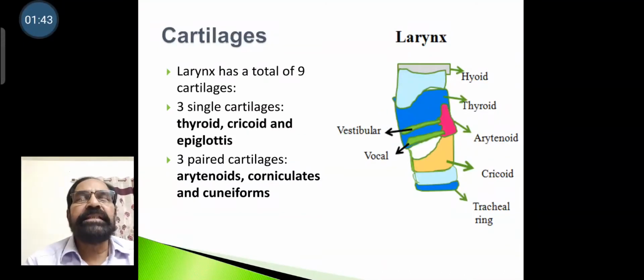Then we go to cartilages. We can see some other cartilages in the picture. Larynx has a total of 9 cartilages, out of which 3 are single cartilages and big. They are thyroid, cricoid and epiglottis. So in this you can see thyroid cartilage and also cricoid cartilage, and paired are there. 3 paired cartilages are there: arytenoids, corniculate and cuneiform. In the picture you can see arytenoid cartilages.